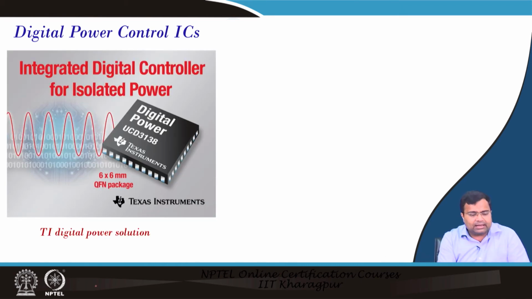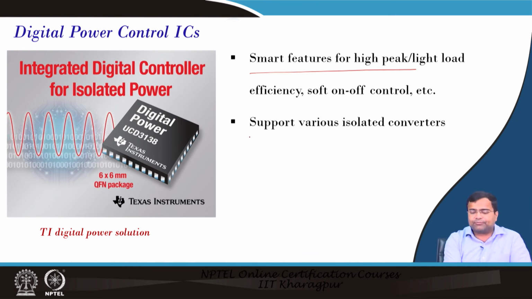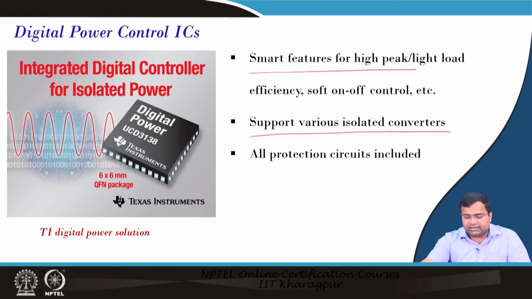Another example is the Texas Instruments digital controller. This is particularly UCD3138. This controller IC is used to control the isolated DC-DC converter. One IC can control multiple isolated converters at a time, and also the same IC can be used to control various other isolated converters. So, that means this offers merged feature for high peak and high light load efficiency. It will have a soft on off control, soft start also, and it supports various isolated converters that I have discussed, and this also includes all protection circuits.